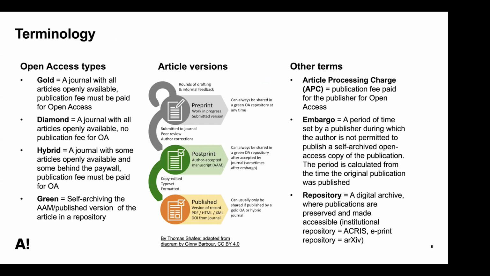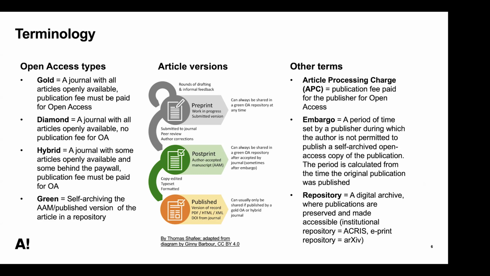Here I have listed some essential terms related to open access publishing. First, let's look at the types of open access. Open access journals are typically divided into three categories: gold, diamond, and hybrid.